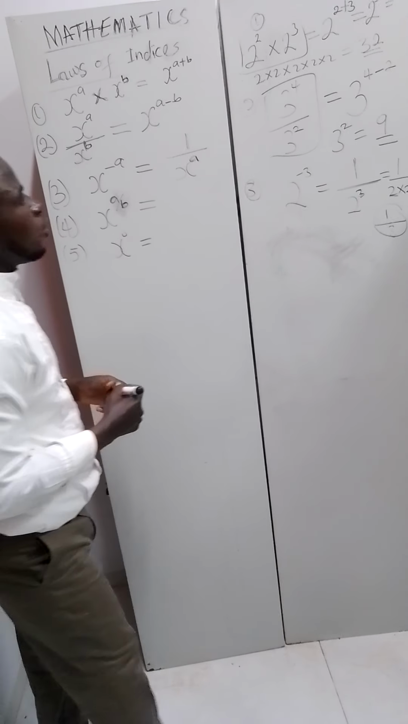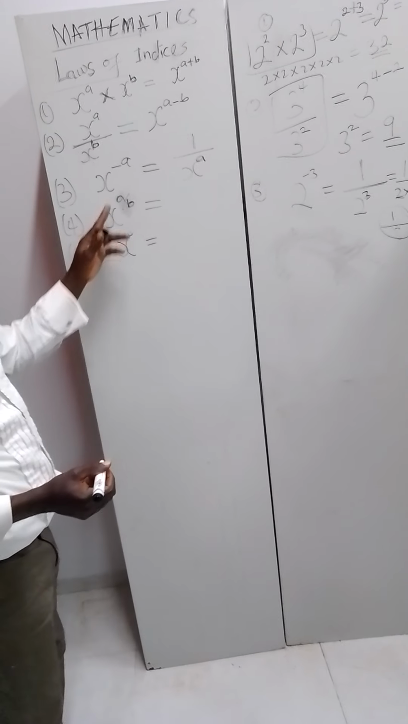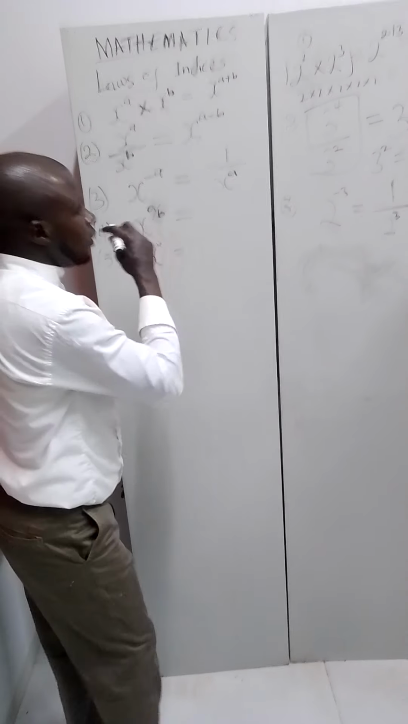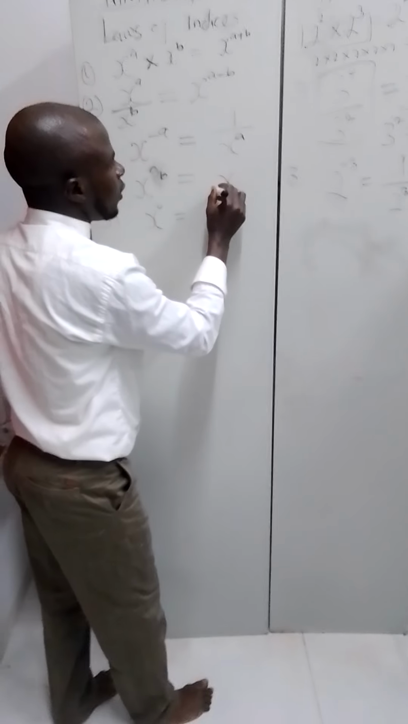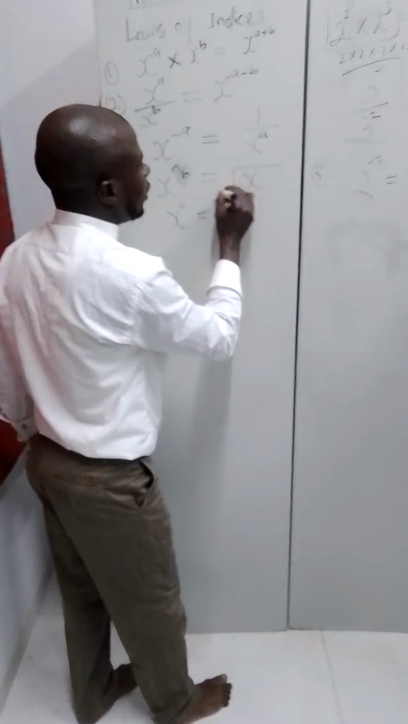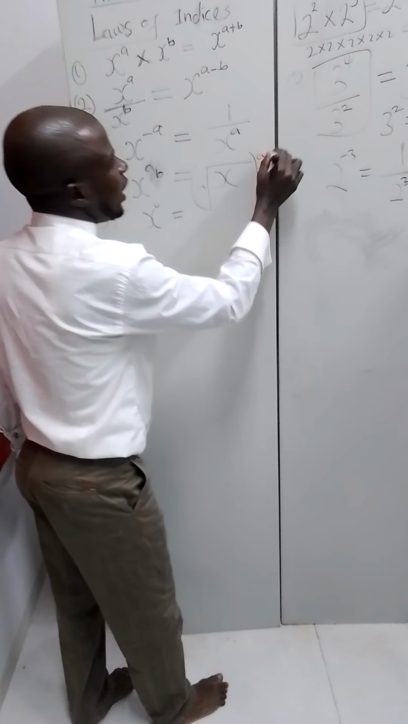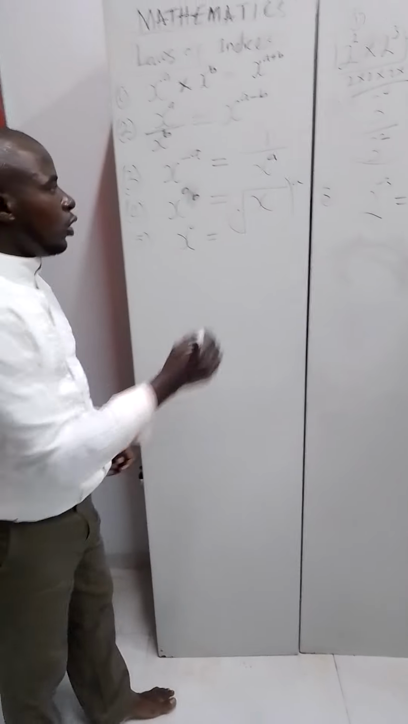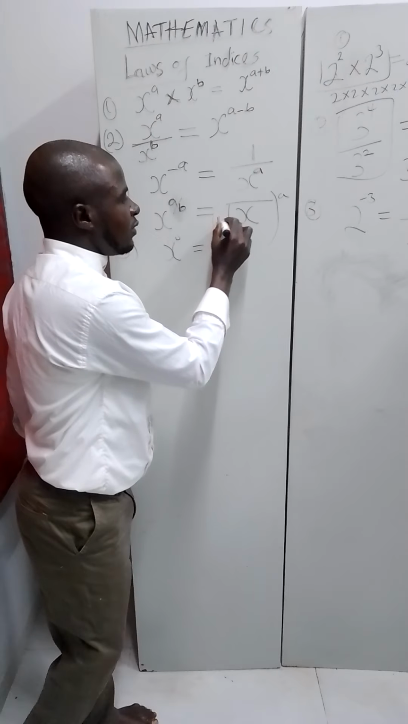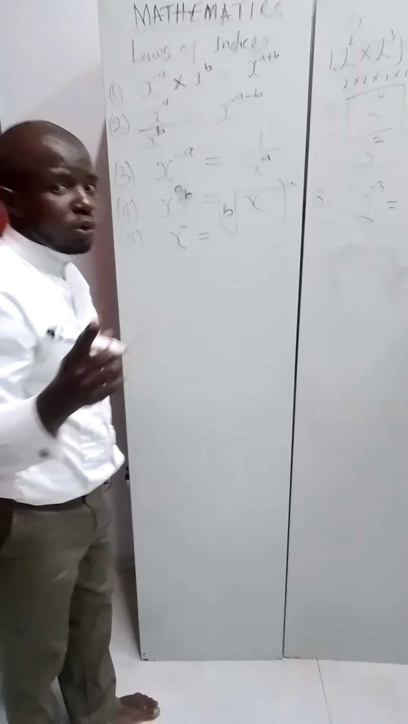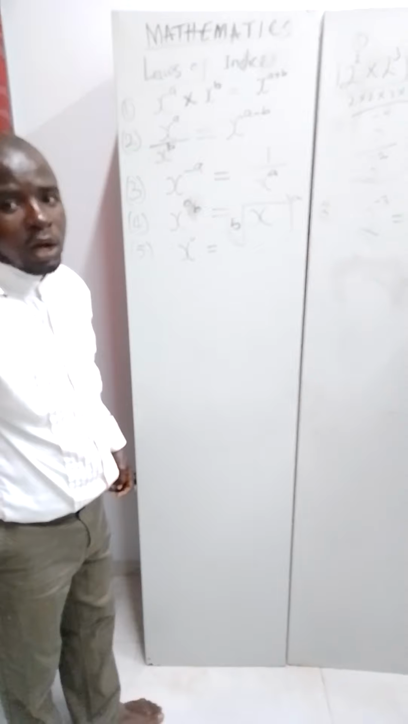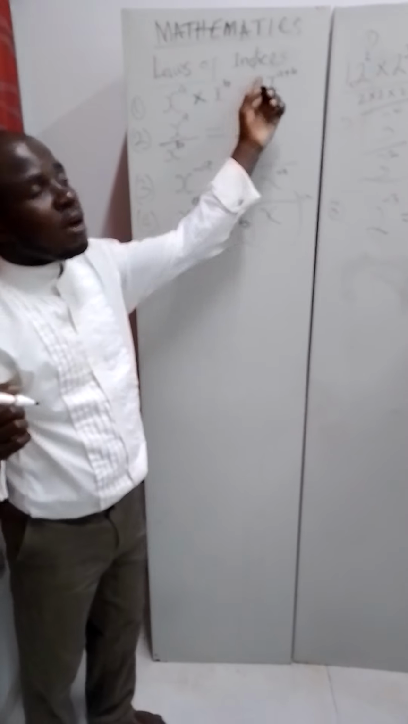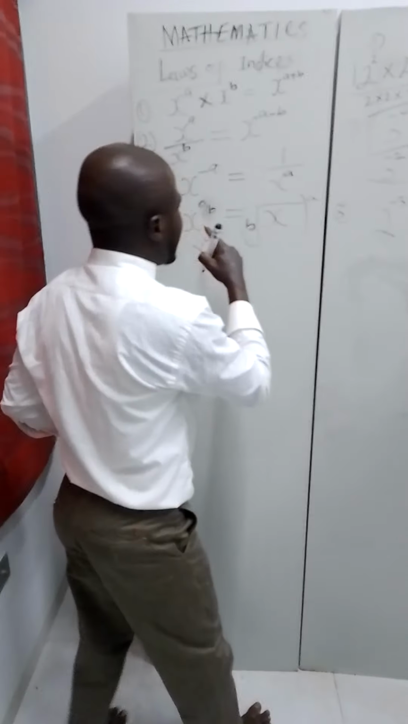Then the fourth law. Let's look at the fourth law. When you have x raised to power a divided by b, it gives us b here out, then you have a out. Take note of the law. The law is very important. Once we understand the laws, then we don't have problem to solve equations that have indices. Now, the application is this.